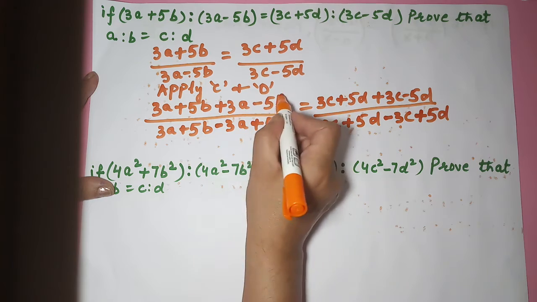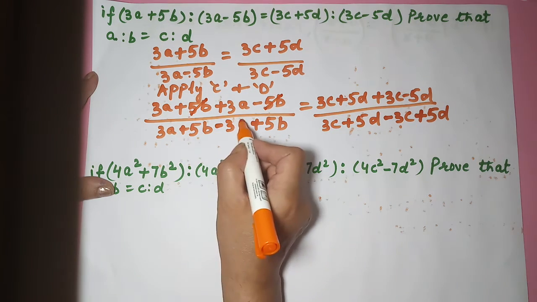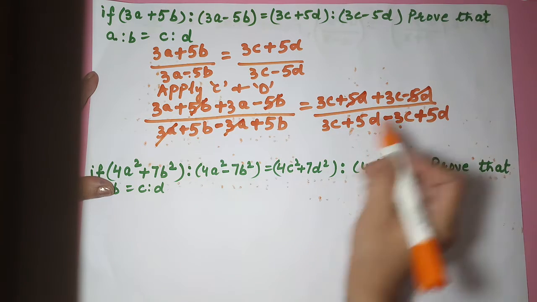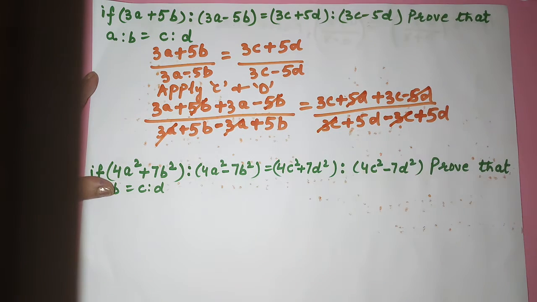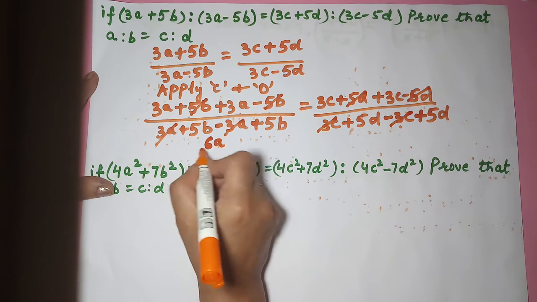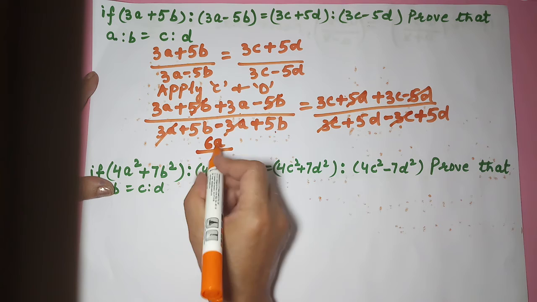Now we will get rid of 5B and 5B. Here we got rid of 3A and 3A. Here 5D and 5D will go, and here 3C and 3C will go. So what are we left with? 3A plus 3A is 6A, and in the denominator we have 10B.